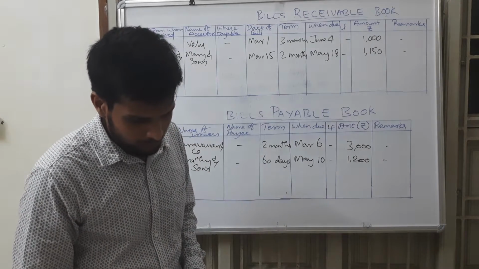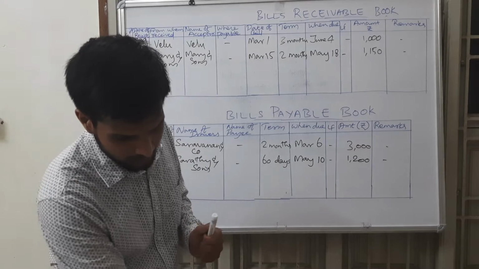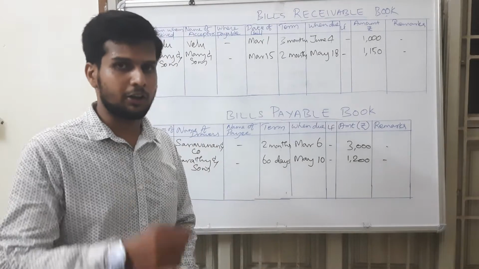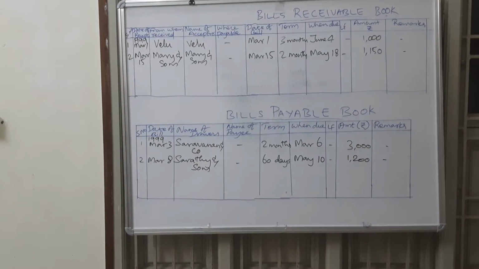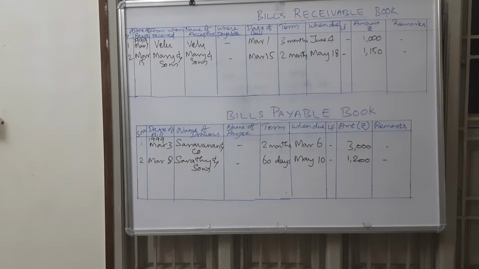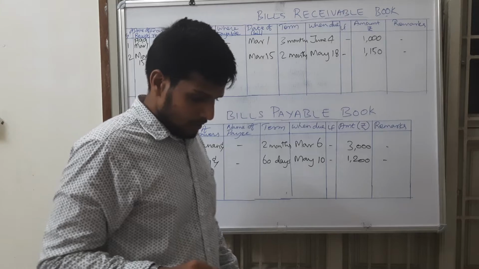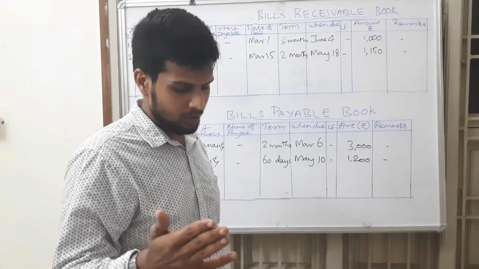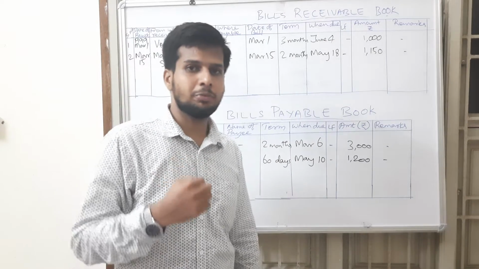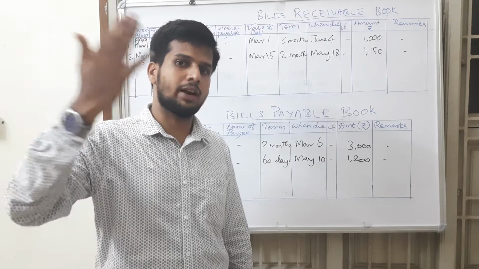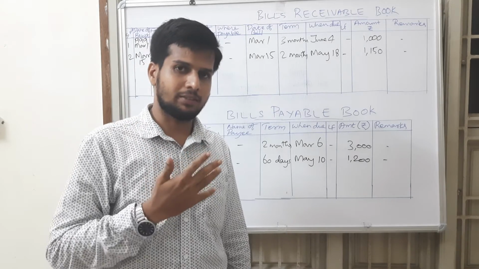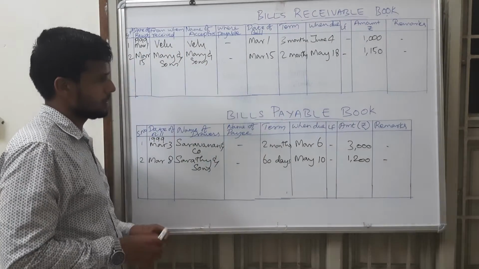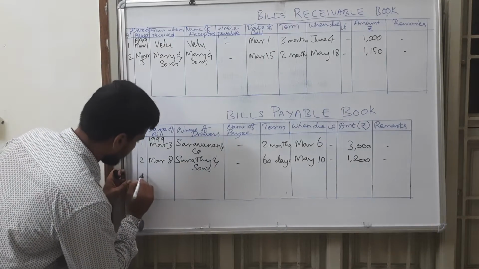Gave acceptance to Mr. Balaji's bill for 1300 payable after 3 months. So we are accepting Balaji's bill. Balaji is the drawer and we are the acceptor. Alright, we are accepting the bill, so it is bills payable for us and should be recorded in the bills payable book. And the serial number is 3.